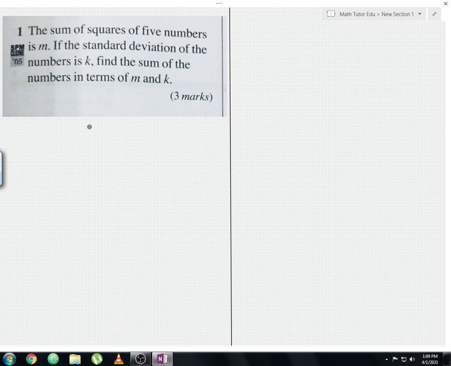Okay, let me read the question now. The sum of squares of 5 numbers is m. If the standard deviation of the numbers is k, find the sum of the numbers in terms of m and k. So this is the overall question.